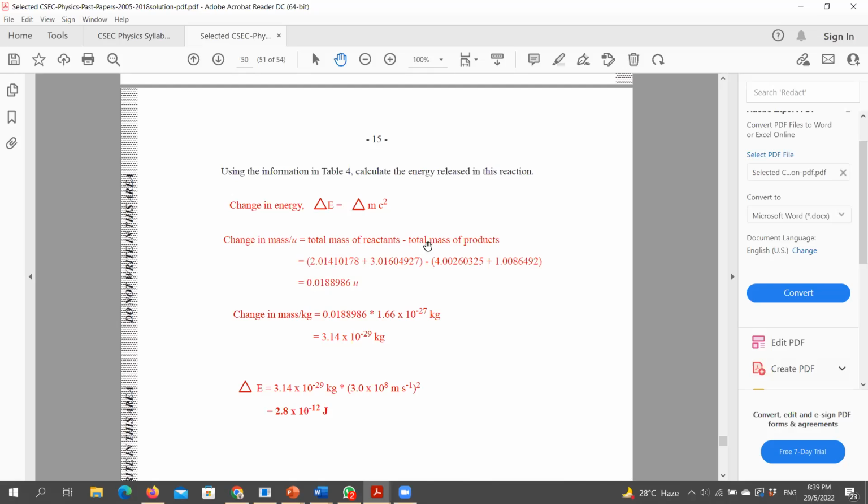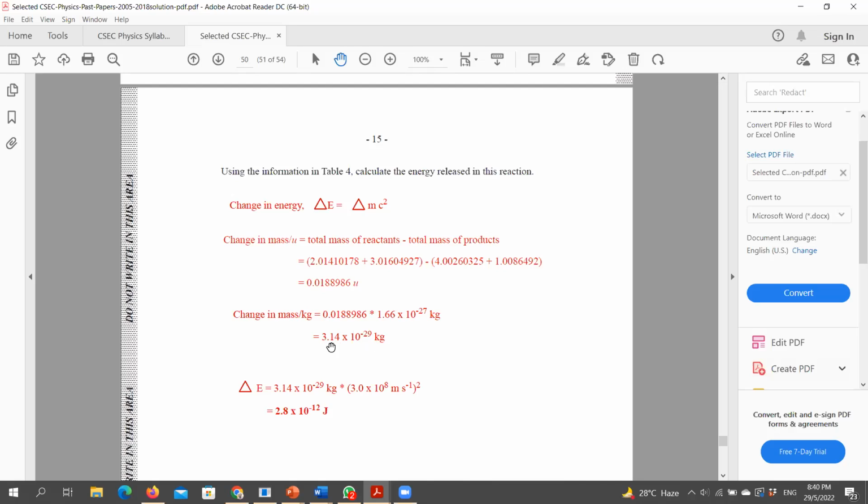So you work out the change in mass in atomic mass units because we are given that as the data. Then we convert that change to kilograms. So we multiply by the atomic mass unit constant here, which is 1.66 times 10 to the minus 27 kilograms. And then we get 3.14 times 10 to the minus 29 kilograms as the change in mass. Extremely small change in mass.